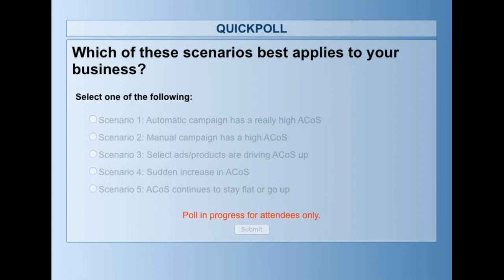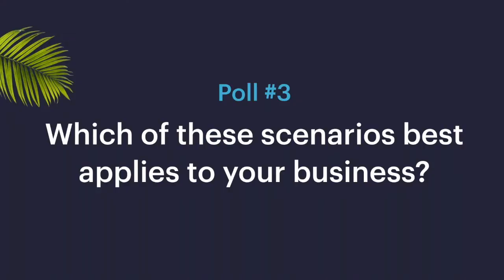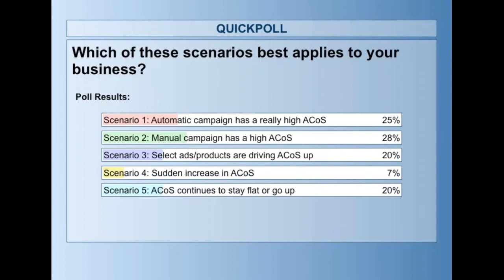All right, I'm gonna go ahead and close that poll and share the results with everyone. And it looks like the majority of you, 28%, your manual campaigns have a high ACoS. So you're really going to want to rely on the bid adjustments, the match types, even using budgets and negative keywords there. So that'll be really key.